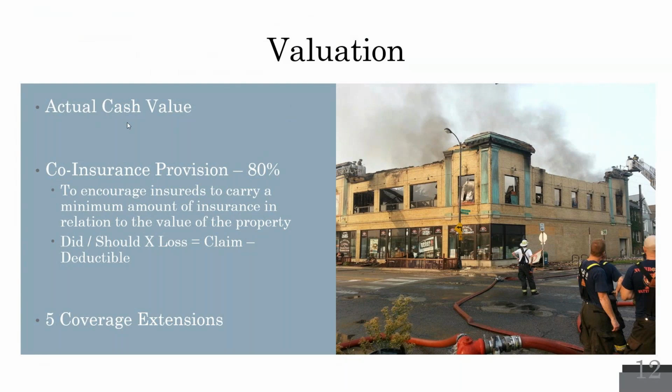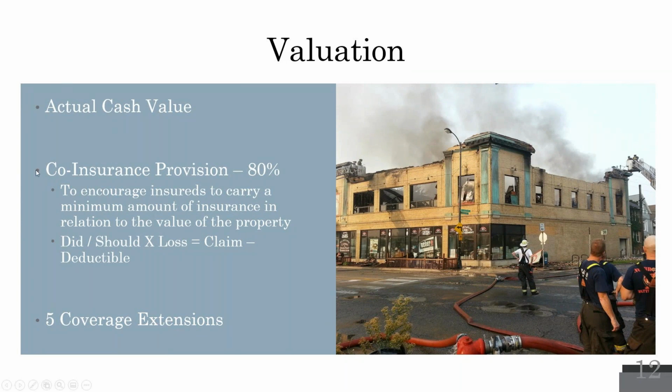If you purchase less than the co-insurance requirement, then even in a partial loss, you may actually have to pay more for a claim above and beyond your deductible. And so that's called the co-insurance penalty. All right? And so you got to get this coinsurance equation down.